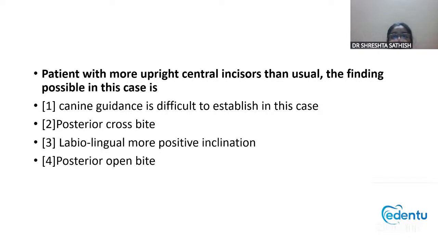When you have a more upright central incisor, when you bring the tooth into protrusion, it is difficult to establish canine guidance because your central incisors will come in contact and interfere. Your incisors in this case will determine your guidance, not your canine. So we can never establish a canine guidance in such a case.